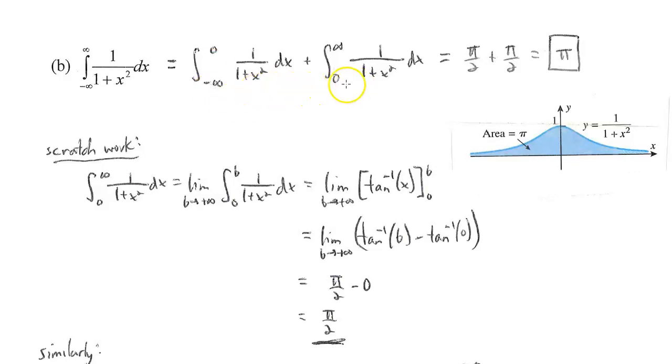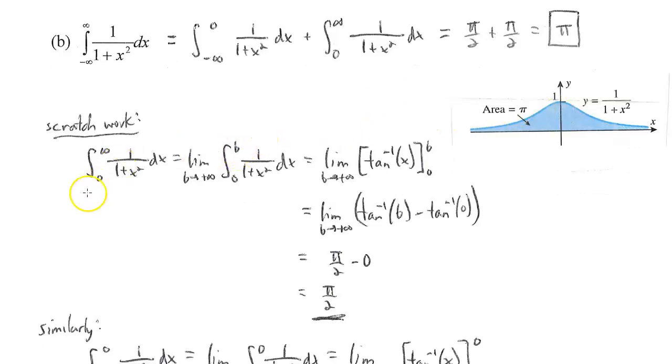So what are these two integrals equal to? Well, I claim that both of these integrals are each pi over 2. So the total area underneath this is actually pi, right? It's kind of amazing. The total area underneath this bell curve shape here is pi. Now how do we do this? Well, let's do some scratch work.